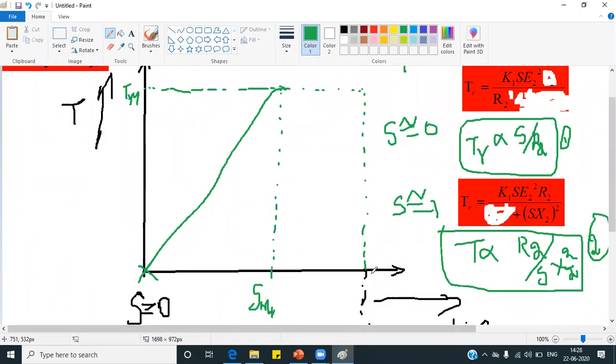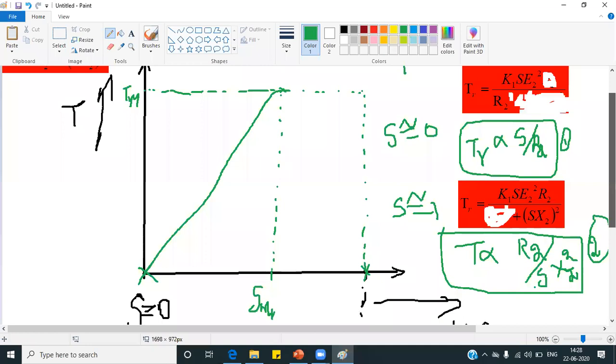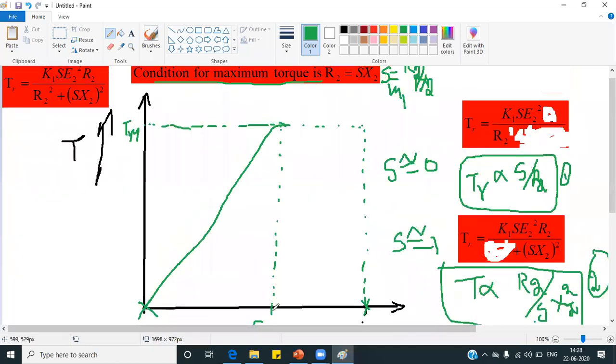Slip values are high, and at the extreme the slip value is 1. So when the slip values are high, you go to the second equation, this one, right? Torque is inversely proportional to slip. Torque is inversely proportional to slip. That means if the slip is increasing, what will happen to torque? Torque will decrease.